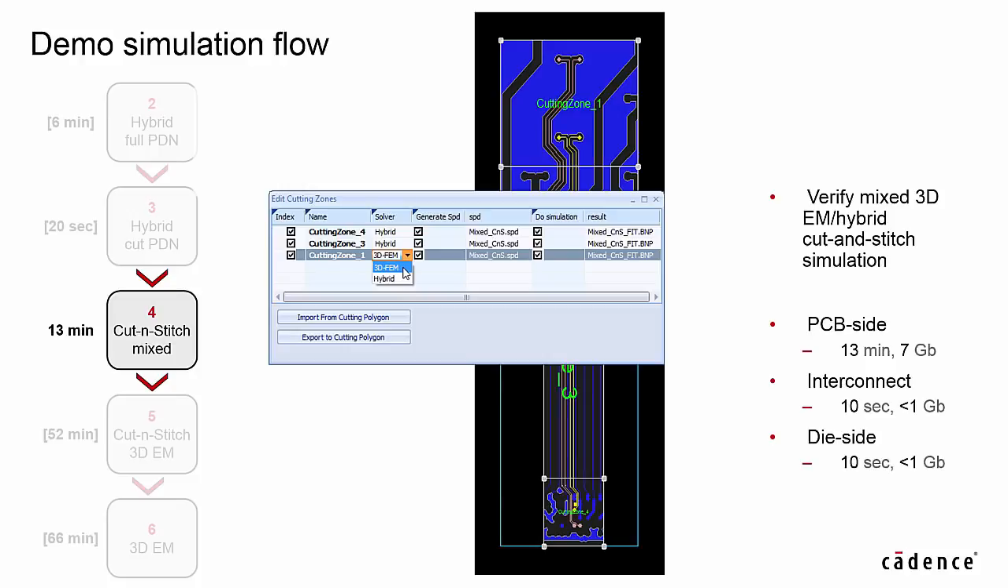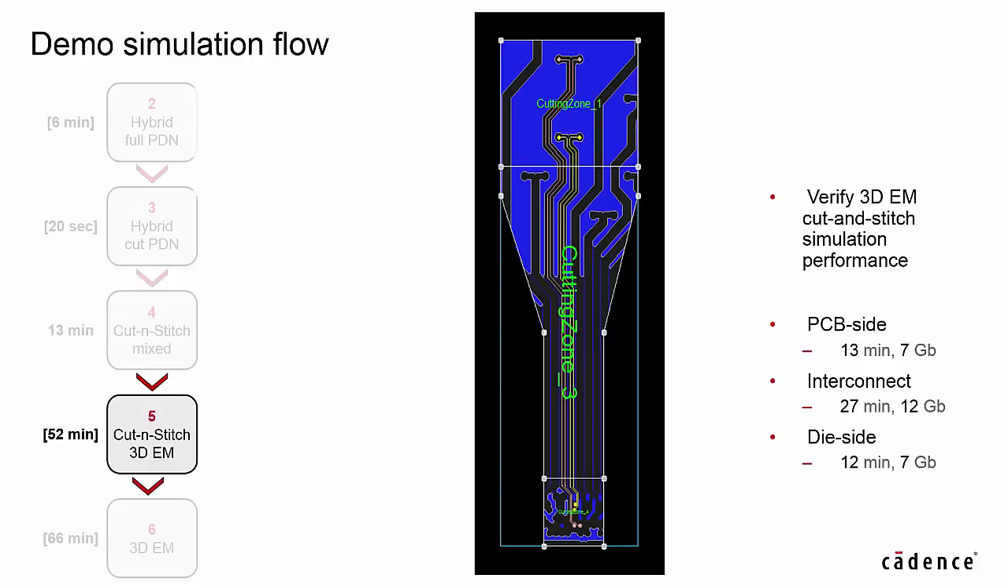I had initially intended to select the chip transition for 3D simulation, but the hybrid solver results showed the board transition dominates circuit performance over the entire bandwidth. Therefore, I chose only the board transition for 3D simulation and stayed with hybrid solver simulation for the die transition and interconnect zones. The cut and stitch simulation completes in about 13 minutes, with only seconds required for the 2 hybrid solver zones. Step 5.